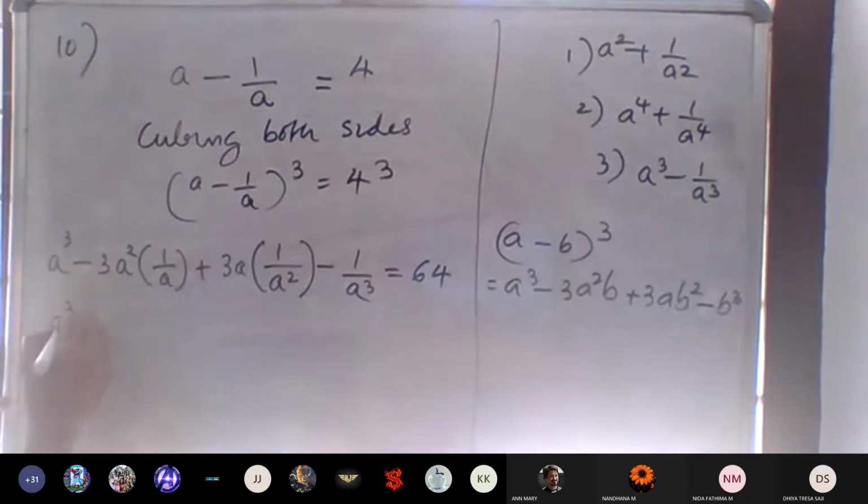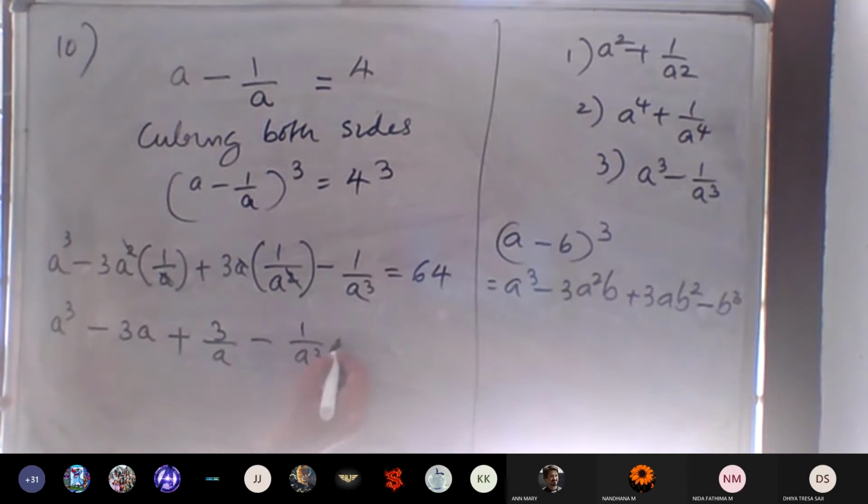So we can cancel a in the terms, minus 3a, plus here also a we can cancel, leaving 3 by a, minus 1 by a cube, equal to 64. Rearranging: a cube minus 1 by a cube minus 3a plus 3 by a is equal to 64. Next, what do we have to do?